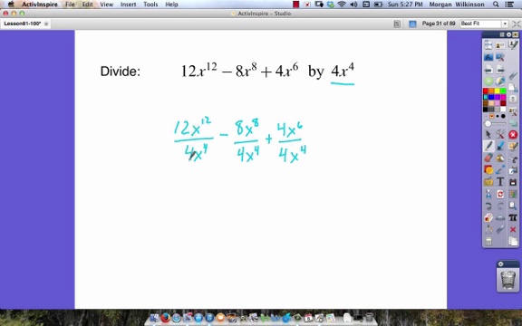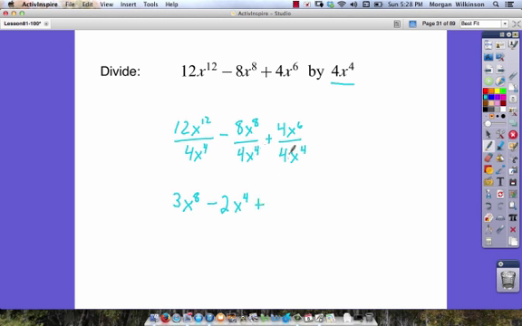So 12 divided by 4, that's 3. And then x to the 12th divided by x to the 4th, that must leave us with x to the 8th power, because 12 minus 4 is 8. Then we're going to subtract. 8 divided by 4, that's 2. And x to the 8th divided by x to the 4th, that must leave us with x to the 4th power, because 8 minus 4 is 4.